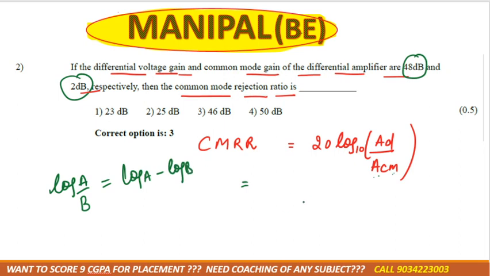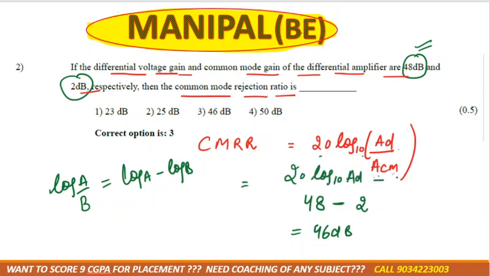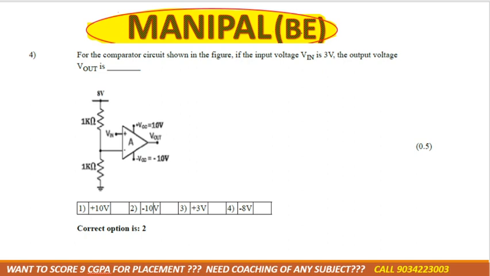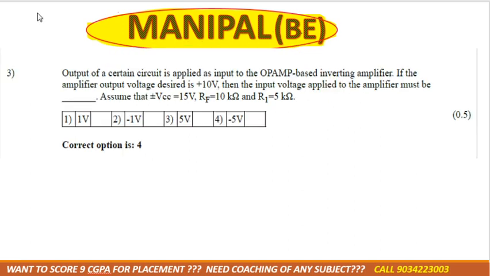So we'll use the same formula: 20 log of AD, and they have given 48 decibels, then 20 log of ACM, and they have given 2 decibels. So the final answer is 46 decibels. I am writing it here also. Its formula would be 20 log base 10 AD minus 20 log base 10 ACM. So they have given you AD and ACM, and the answer is 46 decibels.